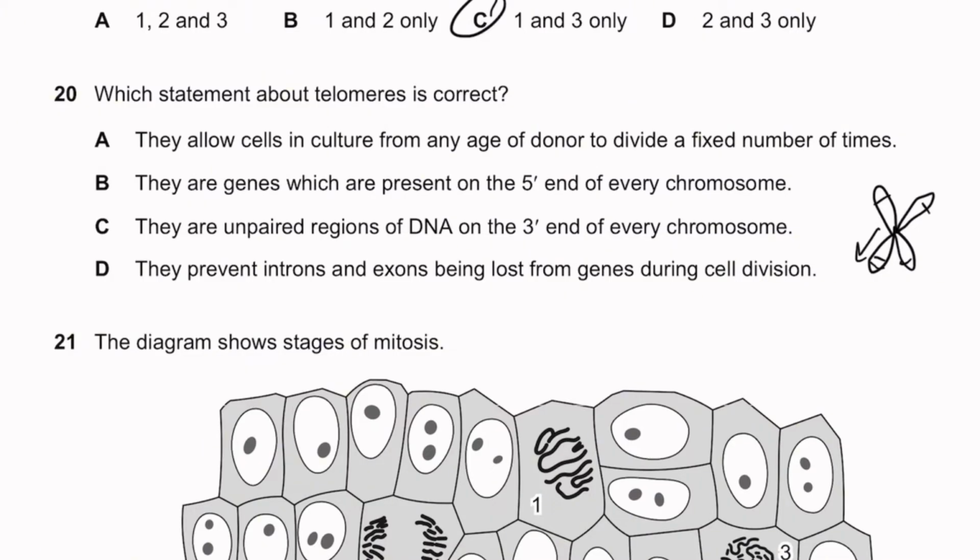I would say so. Introns and exons are supposed to be the coding and non-coding parts of DNA. I would say yes, it prevents the loss of any DNA during cell division, because part of cell division would obviously be the S phase. The S phase being the synthesis phase, this phase where DNA replication would happen. So I would say it's D.